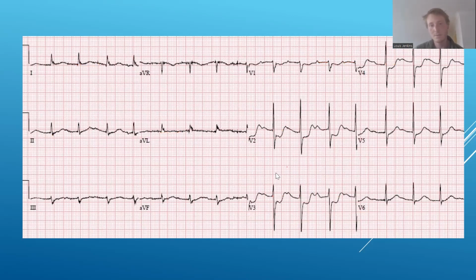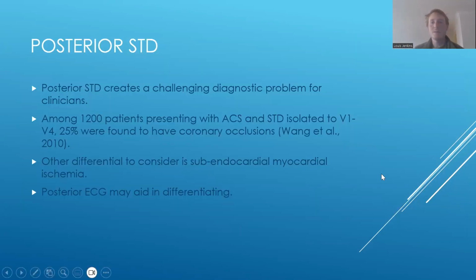Clear drawings and move on. Cool. So posterior STD. Actually, that should read anterior STD. Sorry about that. But anterior ST depression creates a challenging diagnostic problem for clinicians. Among 1,200 patients presenting with ACS and ST depression isolated to V1 to V4, 25% of them were found to have coronary occlusions. So that's not maybe as many as you might think. But there are some other differentials to consider with this type of pattern. And one of the big ones is subendocardial myocardial ischemia.